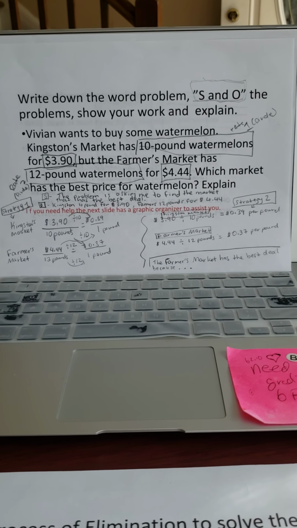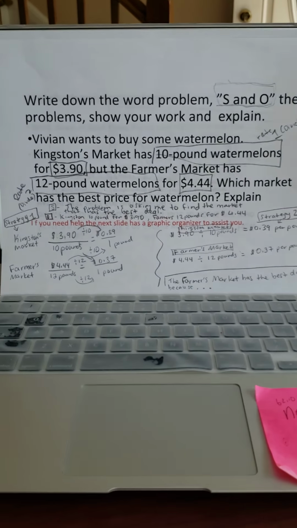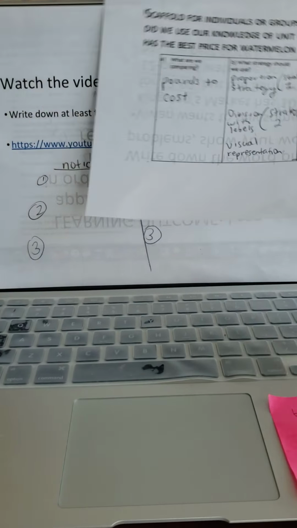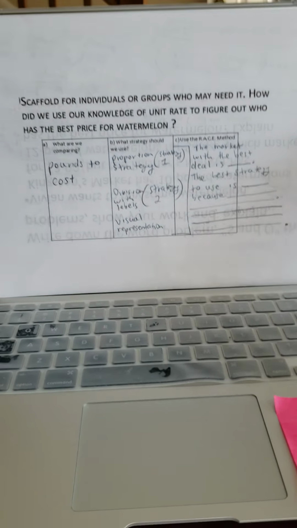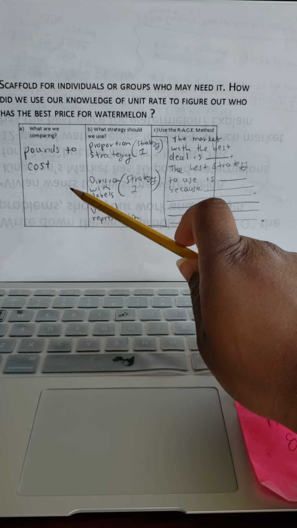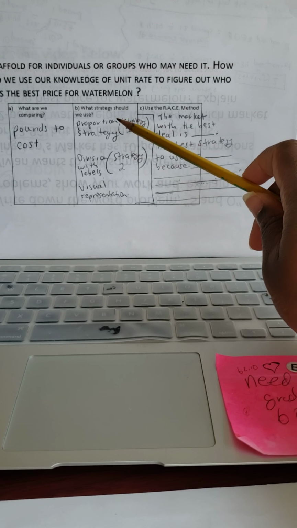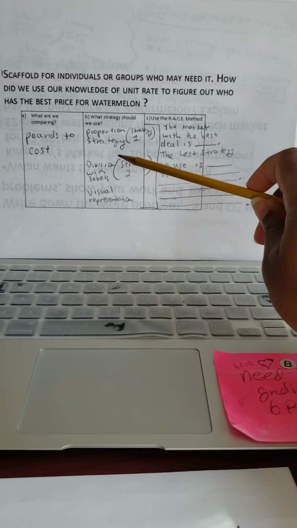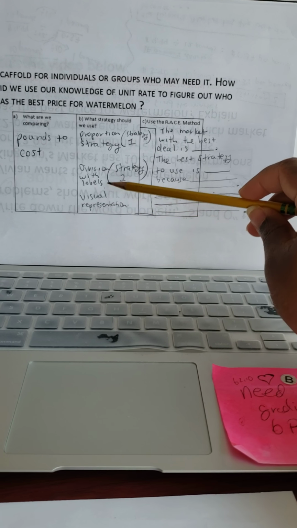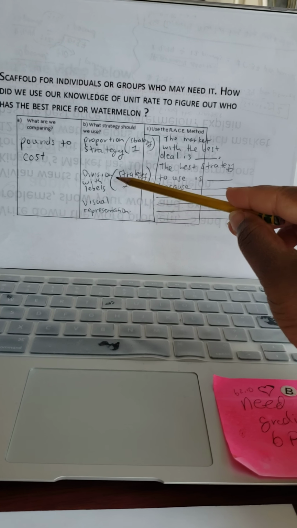Now, for those students that might be struggling with organization, I provided a scaffold. Here's your scaffold. And basically, it's helping you break down the problem. What is being compared? What strategy could I use? And be specific. The students that submitted their work so far, they were not specific with the strategy. I had people just write multiplication and division. How are you going to use multiplication? How are you going to divide?